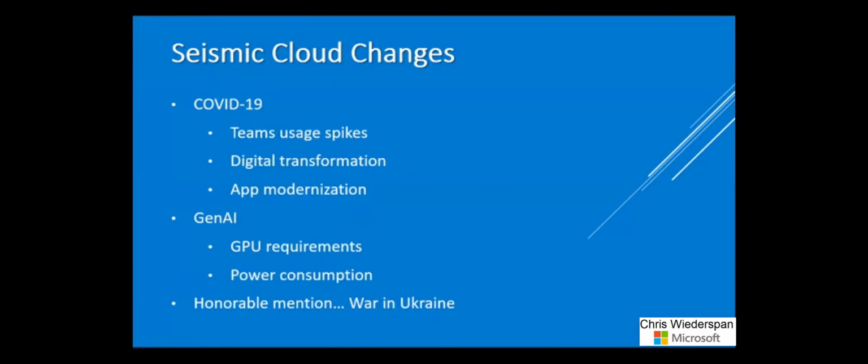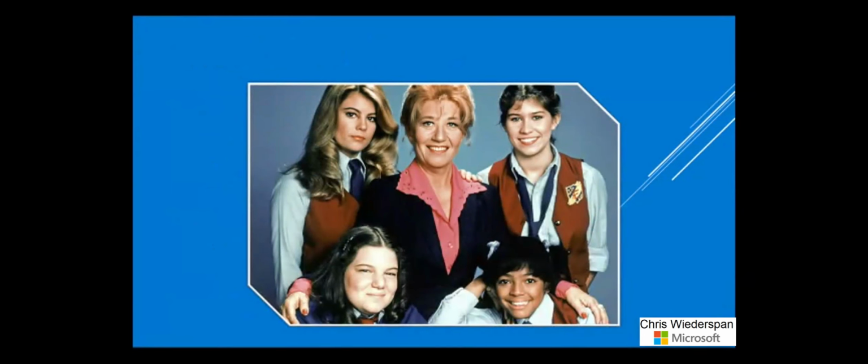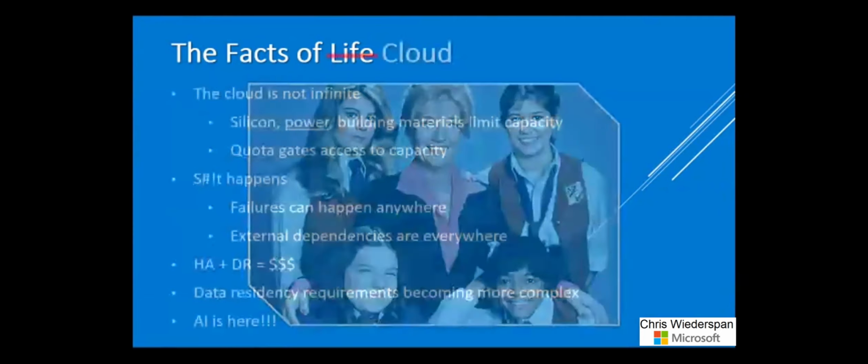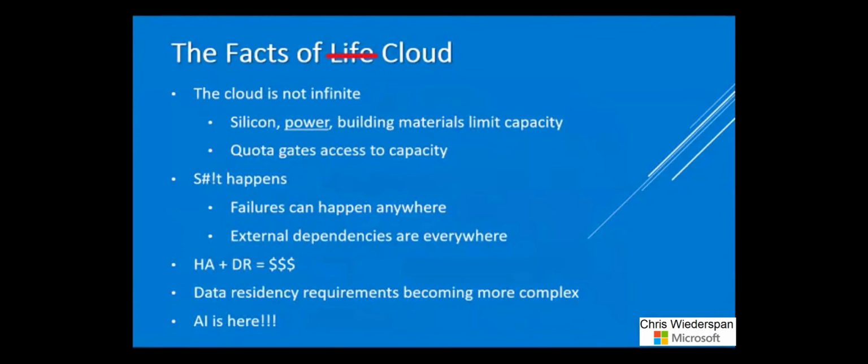I'm old. Anybody know what this show is? Go ahead. Facts of Life, right? So my little gimmick, Facts of Life, facts of cloud, right? So some of these may be Azure specific. We get told mixed things from AWS and GCP of whether they're having the same issues. I have customers that tell me yes, they do, or no, they don't. But I'm talking specifically about Azure.